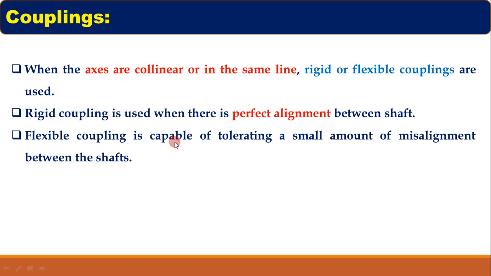A flexible coupling is capable of tolerating a small amount of misalignment between the shafts. So this is the basic difference between the rigid coupling and the flexible coupling. Whenever there is a perfect alignment between the two shafts, we can go for a rigid coupling. But remember that a rigid coupling is not capable of withstanding misalignment between the shafts. On the other hand, a flexible coupling is capable of tolerating a little amount of misalignment between the shafts.